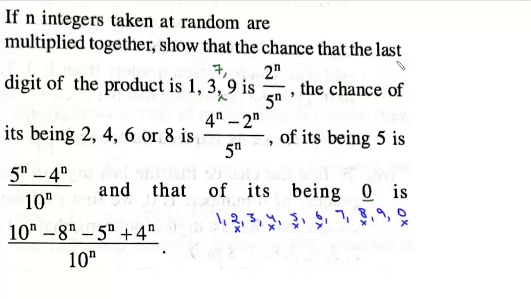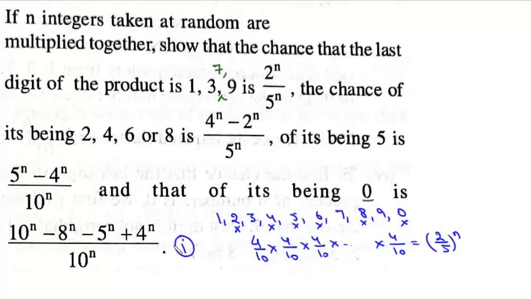So the chances that the last digit of the product is 1, 3, 7 and 9 if we choose the numbers whose last digits are 1, 3, 7 and 9. So that means this probability should be 4 by 10. Now it should be 4 by 10 for the second number, 4 by 10 for the third number, and it goes all the way up to 4 by 10 for all the n numbers. So this is nothing but (2 by 5) to the power n. So this first case, when the last digit of the product is 1, 3, 7, 9, is (2 by 5) to the power n.